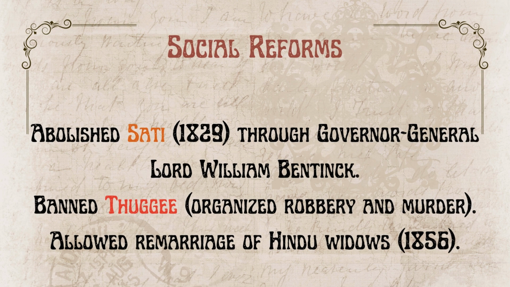Social reforms also took place. In 1829, Sati was abolished by Lord William Bentinck. Thuggee, organized robbery and murder, was stamped out. And in 1856, Hindu widows were given the right to remarry.